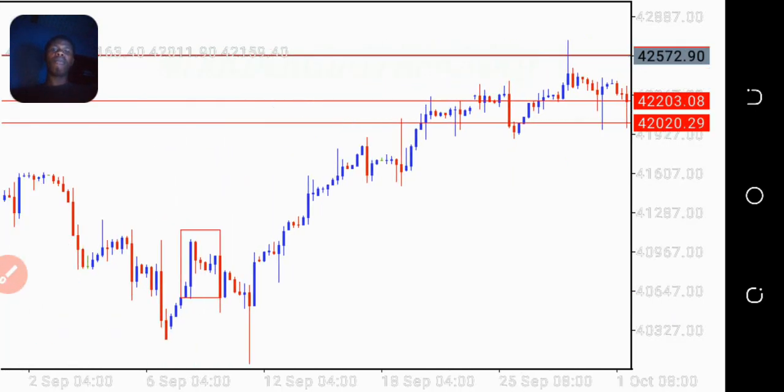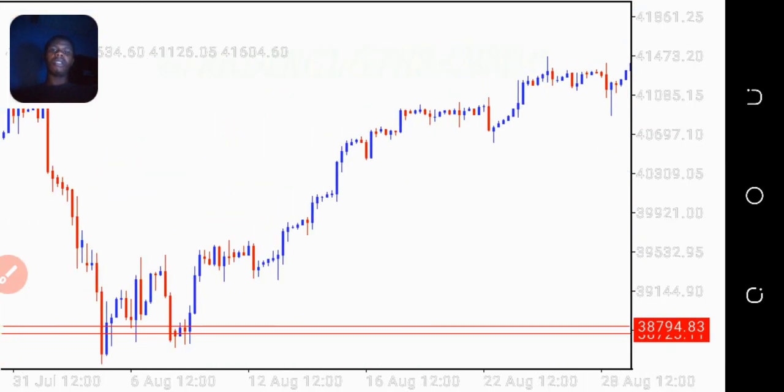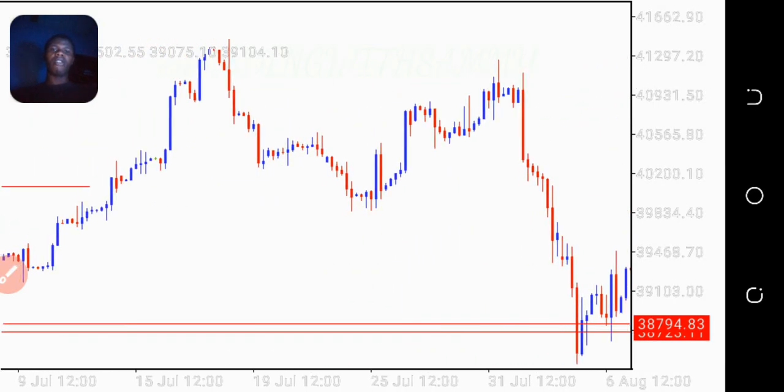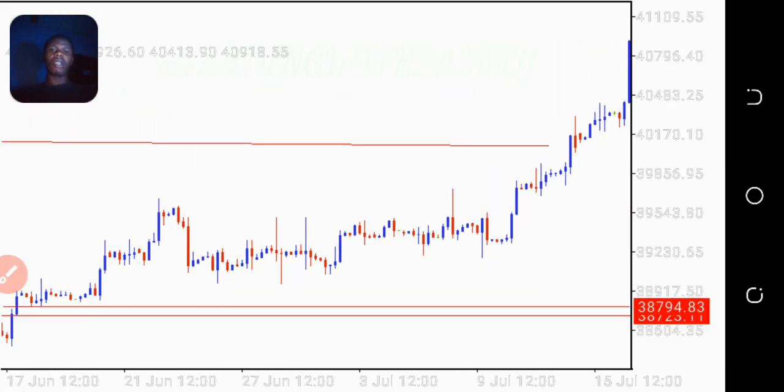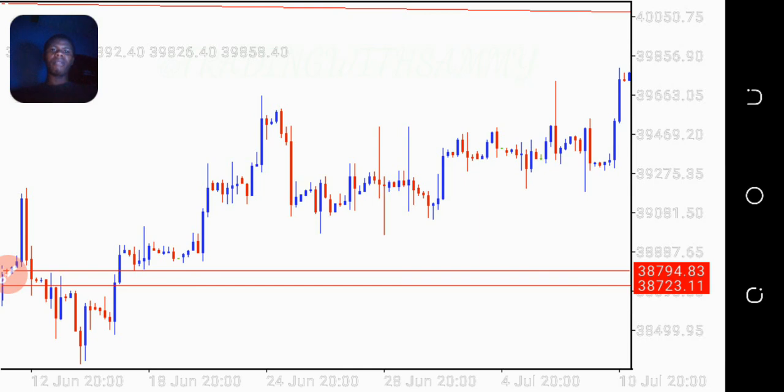Price has moved from what? Let's first of all check the first zone it moved from. Okay, let's start from here. Price moved from what?